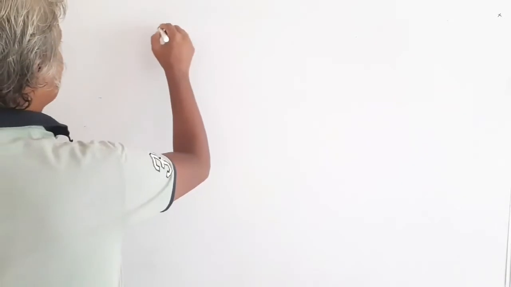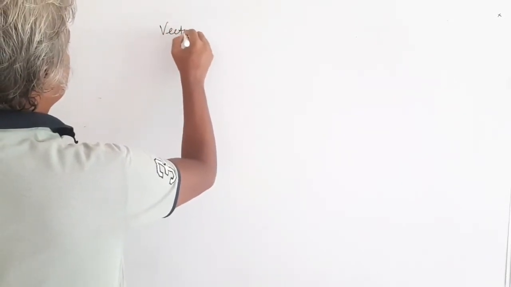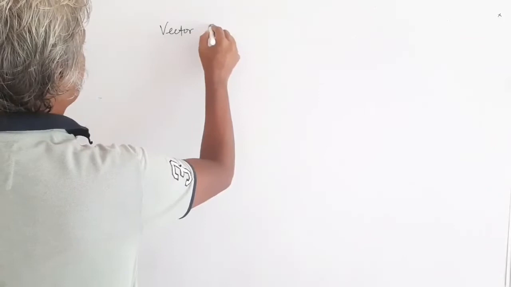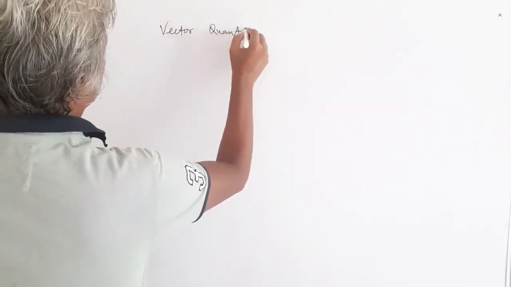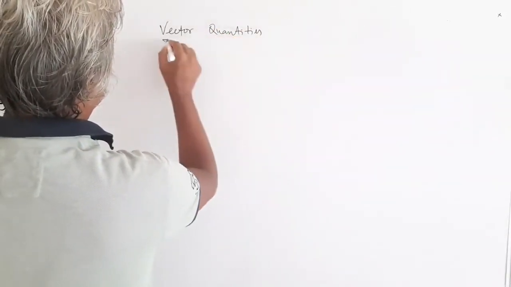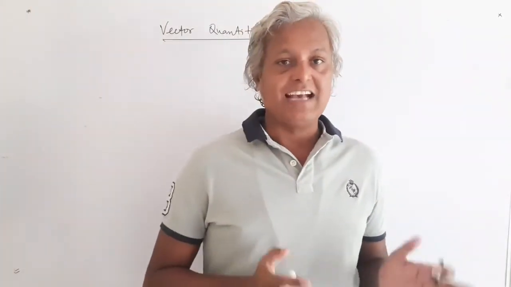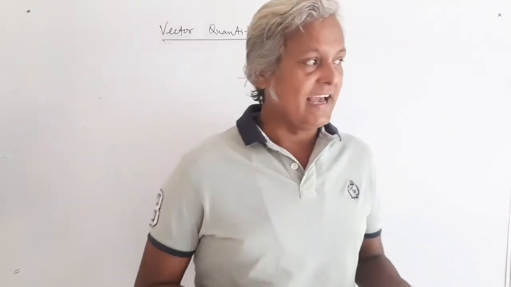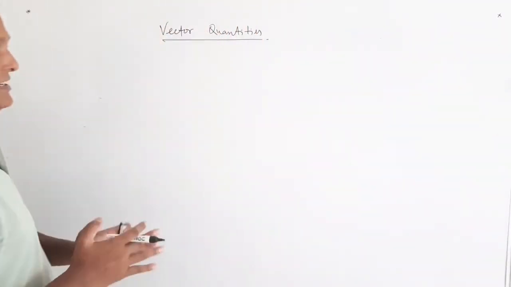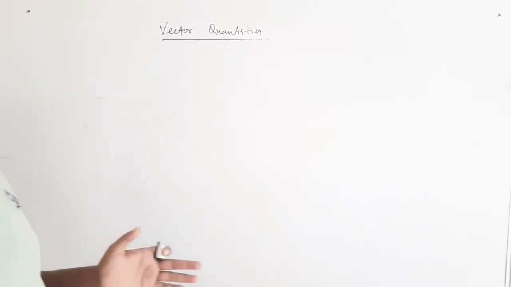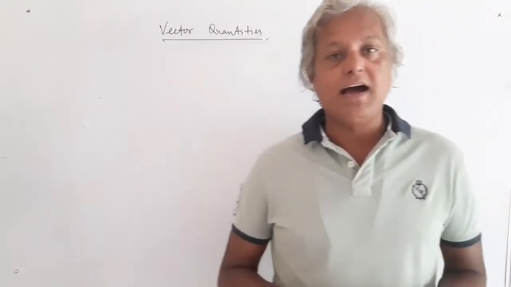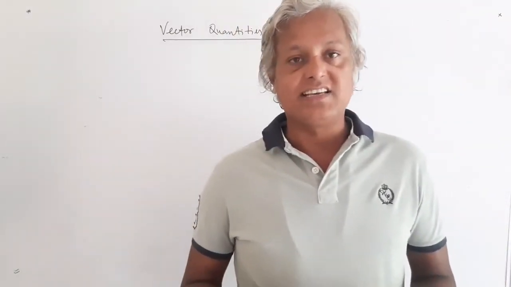So I would like to go directly into the idea of vector quantities. Vector quantities are quantities which have direction as well as magnitude. The direction part is the very important part, because the magnitude part you know. Simple examples of magnitude-only quantities are time and mass, which are scalar in nature.